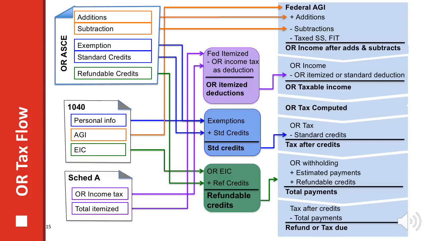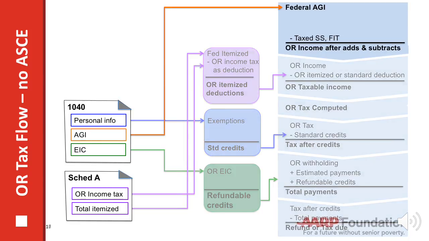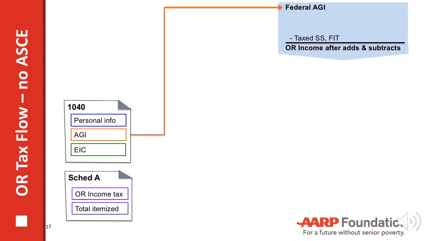So to show you how much is being done by the computer, let's take a look at a simpler version. This diagram shows a return with no additions or subtractions, and everything here happens automatically. Let's go line by line. Starting with the federal AGI, the system will subtract the Social Security benefits taxed, as well as the federal tax paid subtraction. This will give you Oregon income after additions and subtractions, effectively that state AGI.